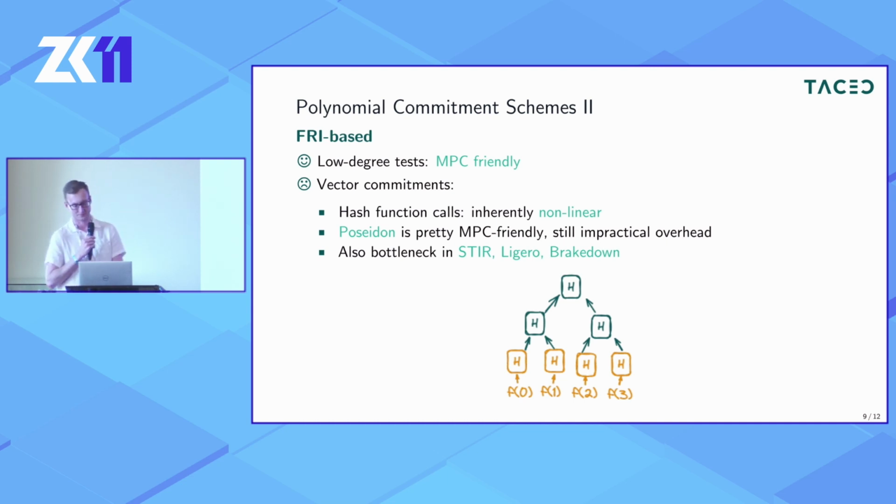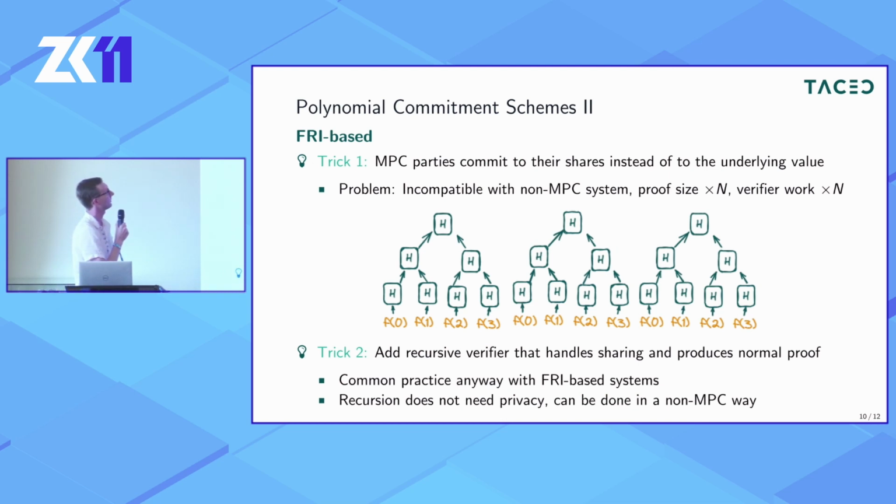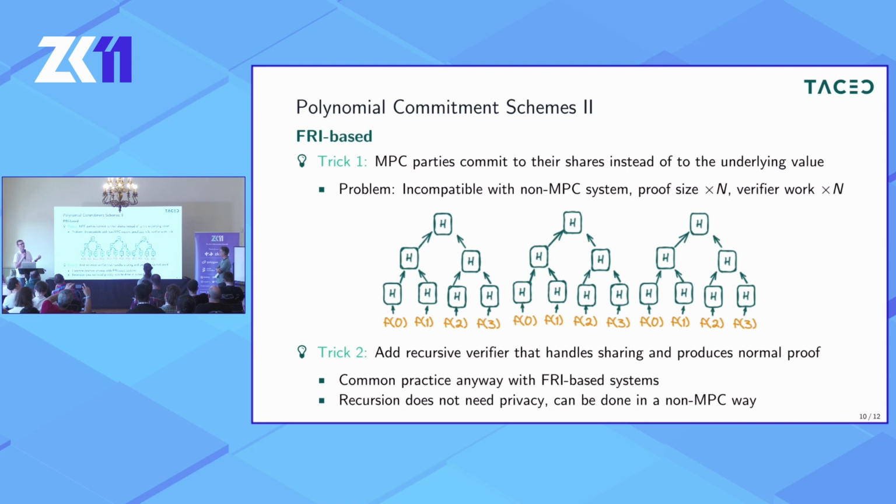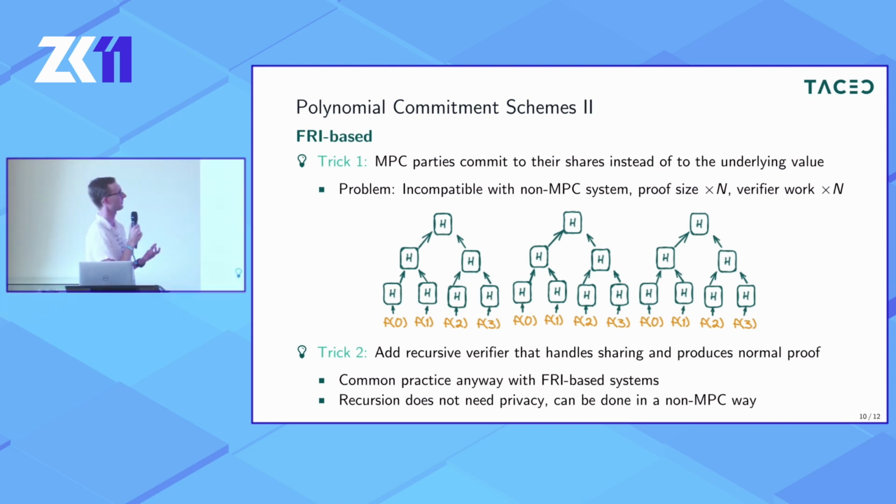And these commitment schemes are also the bottleneck in some of the other commitment schemes that are using some Merkle tree commitments. As a first trick to work around this issue, we can have MPC parties commit to their shares instead of the underlying values. So this means that parties now no longer have to evaluate the hash functions in MPC. However, each party does their own Merkle tree and adds it to the proof. So this means the proof size grows by a factor of n, the number of MPC parties, and also the verifier work grows by this factor, since he needs to verify much more Merkle trees and recombine the shares and continue with the verification process.